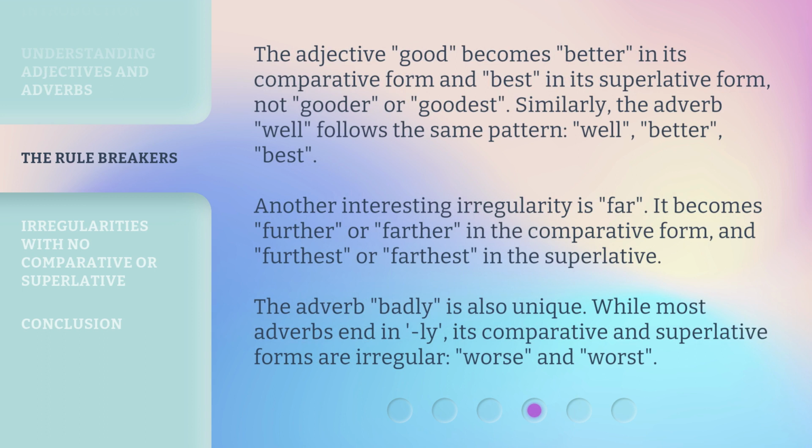The adjective good becomes better in its comparative form and best in its superlative form, not gooder or goodest. Similarly, the adverb well follows the same pattern: well, better, best. Another interesting irregularity is far.